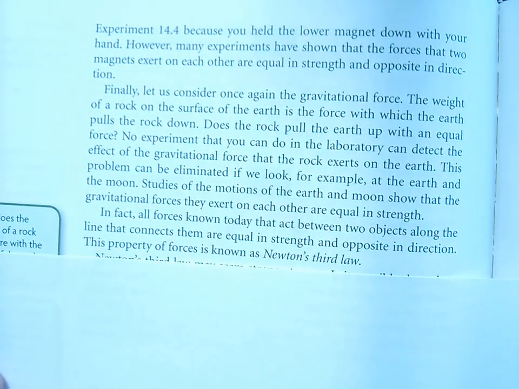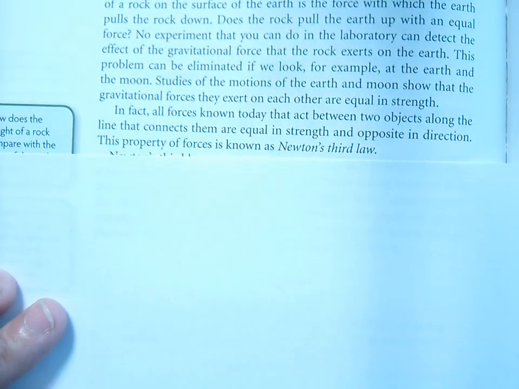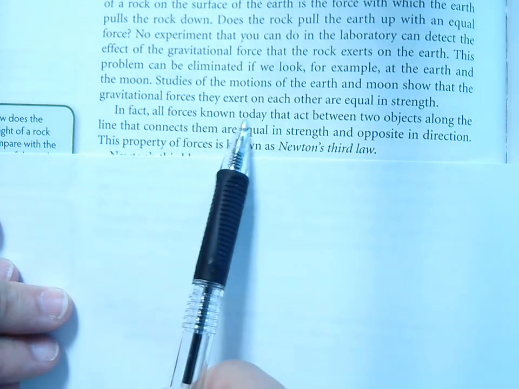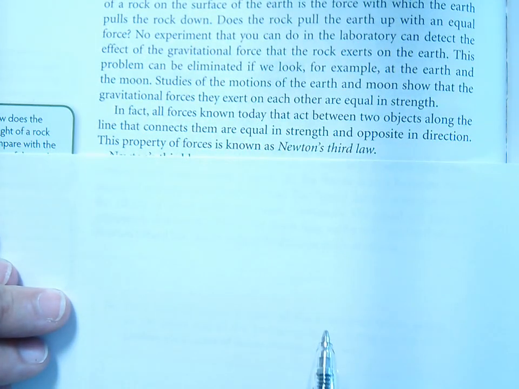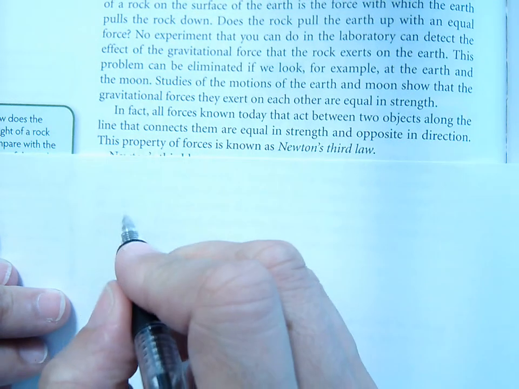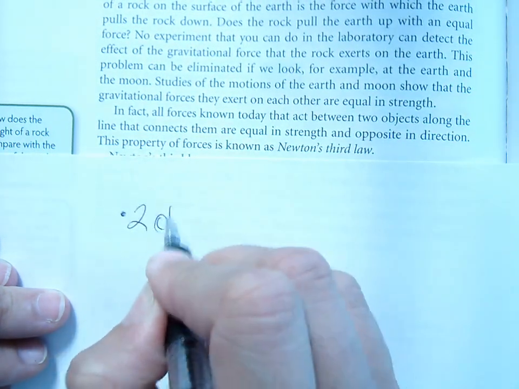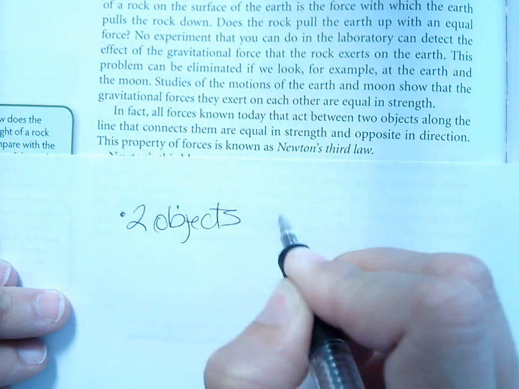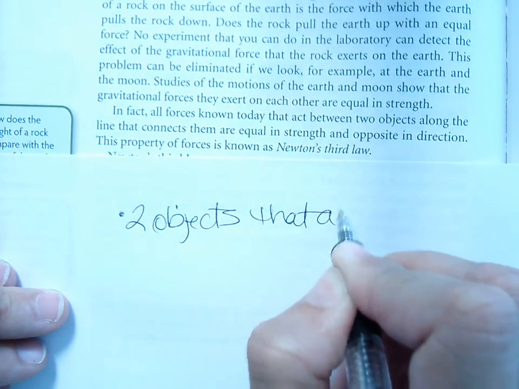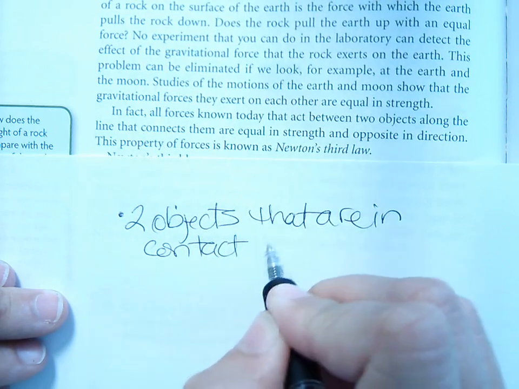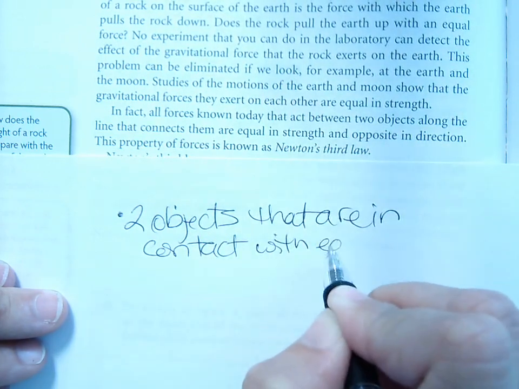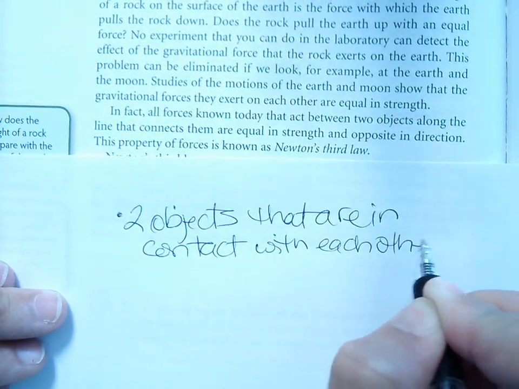Let's look at how it's written in the book though for a second, so we can try to make some sense of it. Okay, so let's move this up a little bit. Let's start at the beginning. All forces known today that act between two objects. The first part that it's very important to keep in mind is that we're talking about two objects that are in contact with each other.